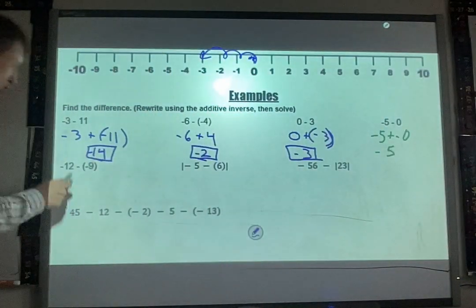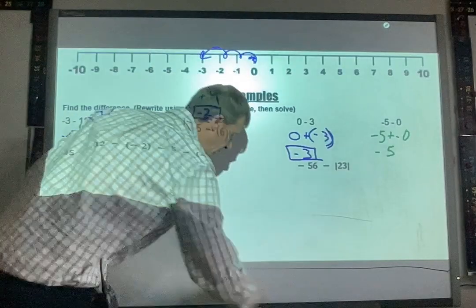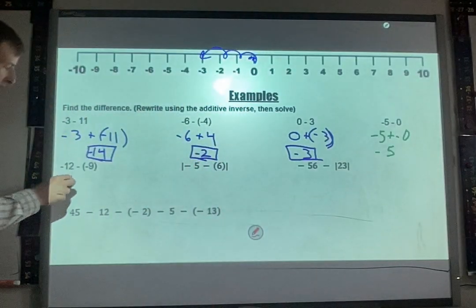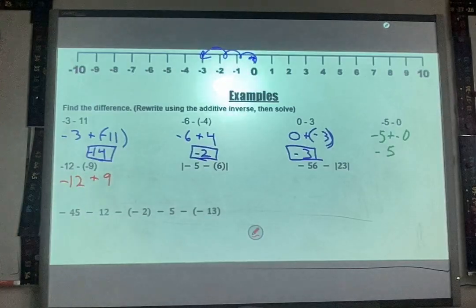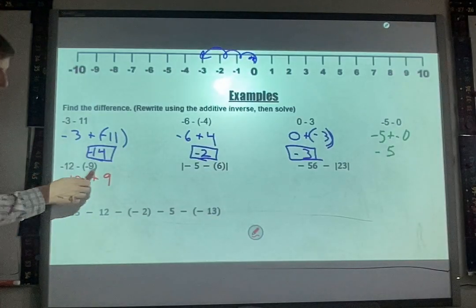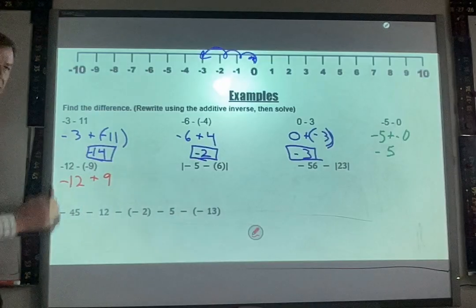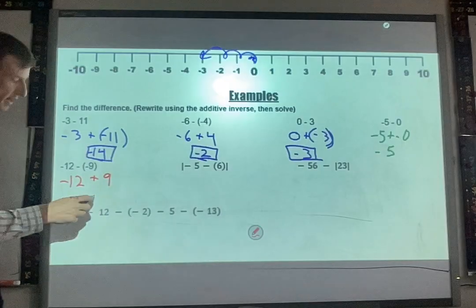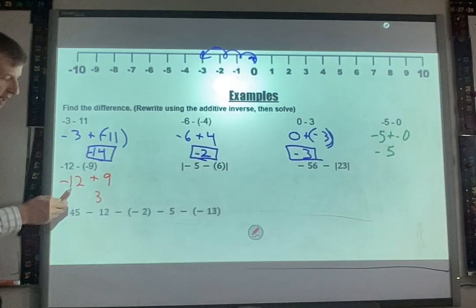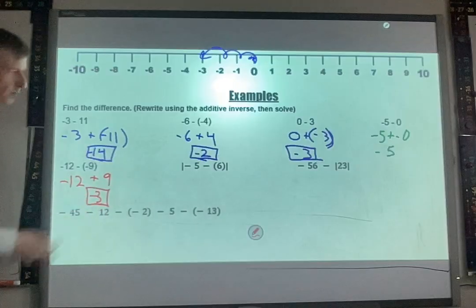All right, next up, negative 12 minus negative 9. If you see two negatives in a row, change the two minuses into an addition. So negative 12 minus negative 9 is the same as negative 12 plus 9. We have opposite signs here. Opposite signs, the rule is that you subtract them, take the larger number minus the smaller. 12 minus 9 is 3, and then keep the sign of the larger number. 12 is bigger than 9, so we end up with a negative 3 on that one.